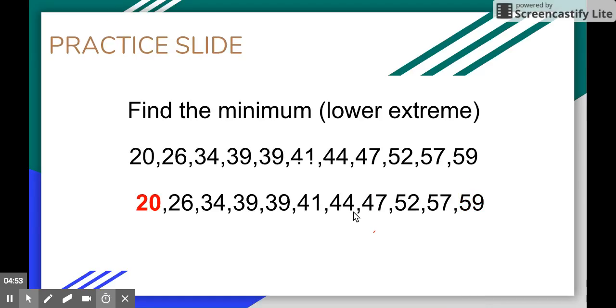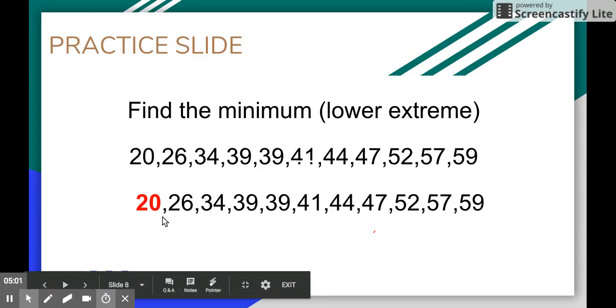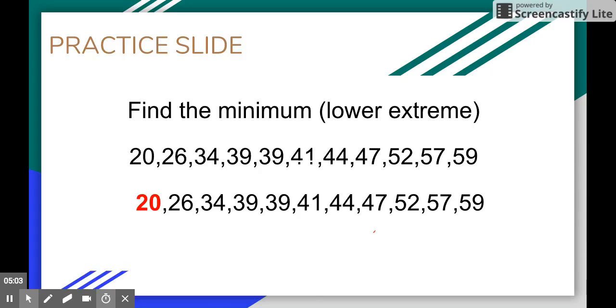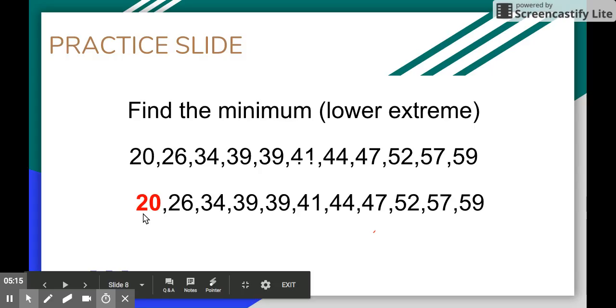To find the minimum, it is just the lower extreme. That's just another name for it. It's just the lowest part in your data set, the lowest number possible. So if your numbers are not in order, put them in order so it's easier to see. You can find your median that way, and your numbers always have to be in order. So if you're looking at the data set, you can clearly see that the lowest number is 20.